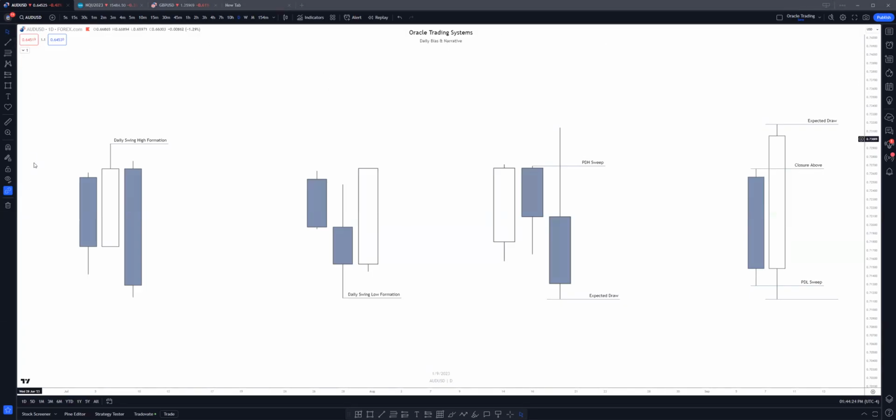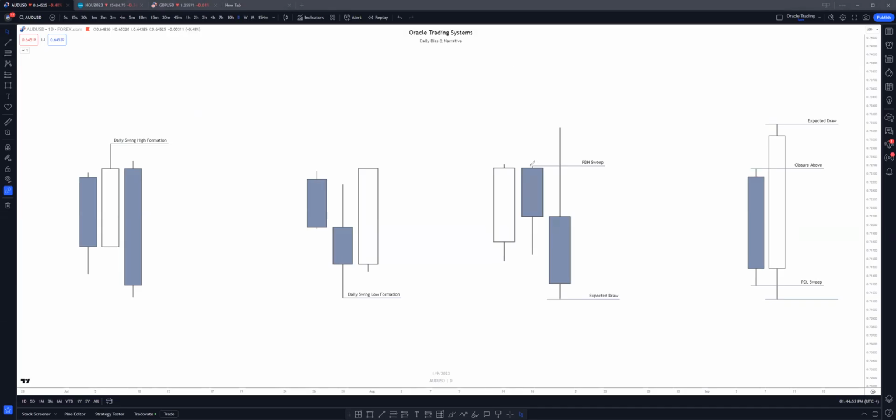So on the left here, we have a daily swing high formation, and this is a 3-candle pattern where there is a higher wick in the middle and 2 lower wicks on each side. You would have a daily swing high. On the low side, you'd have a higher wick on each side, the lower one in the middle, and this would give you a daily swing low, okay?